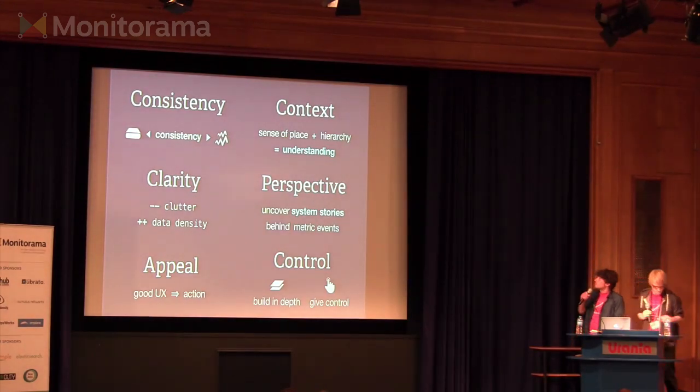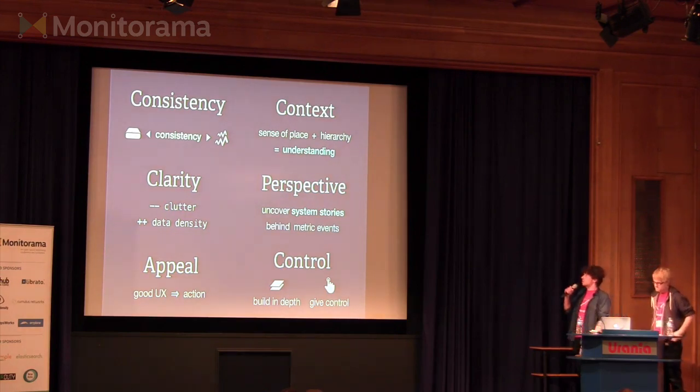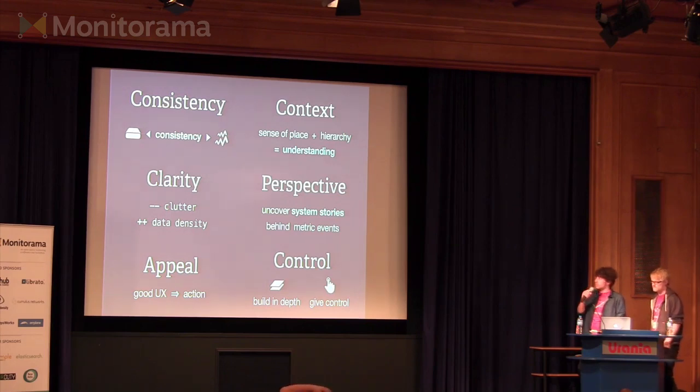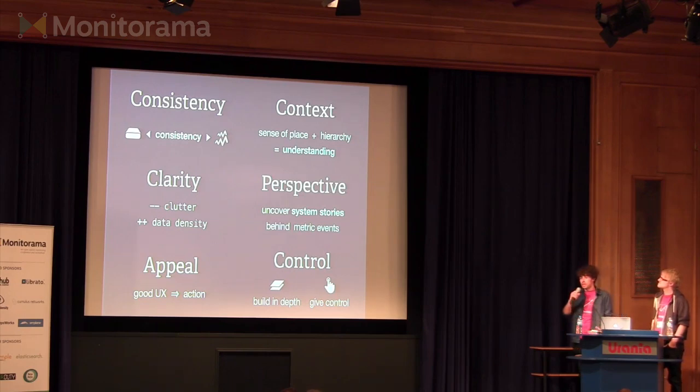So yeah, these are the 6 principles together, and a quick wrap up. So we've seen consistency, which basically is the effort of making the monitor object representation as close as possible to the original object. Context, which is building a sense of place and exposing hierarchy, so that you can increase understanding. Clarity, which is all about reducing clutter and increasing the data density, so that we can see more and get distracted less. Perspective, which helps us uncover system events, system stories, starting from individual metric events.